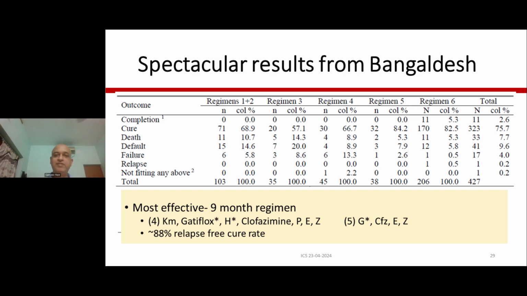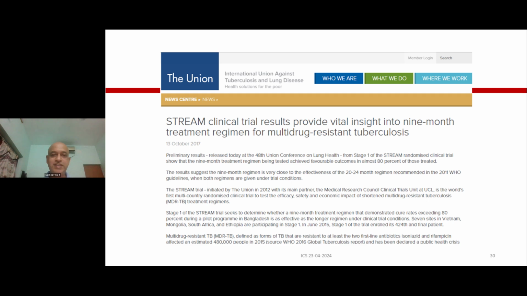So if you look at the results of the regimen, the 6th regimen, which is again listed down below, which has kanamycin, gatifloxacin, high-dose INH, clofazimine, prothionamide, ethambutol, pyrazinamide, followed by a continuation phase of gatifloxacin, clofazimine, ethambutol, and pyrazinamide, had a relapse-free success rate of 88%, which was quite good in terms of what we actually expect, which was studied in the STREAM 1 study.